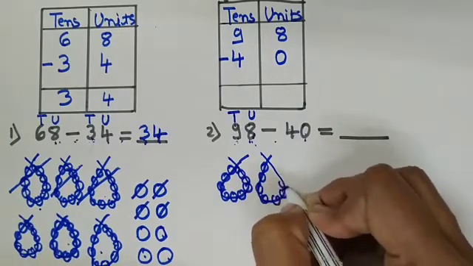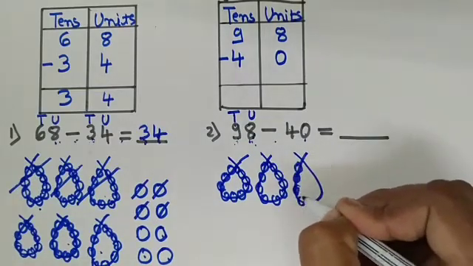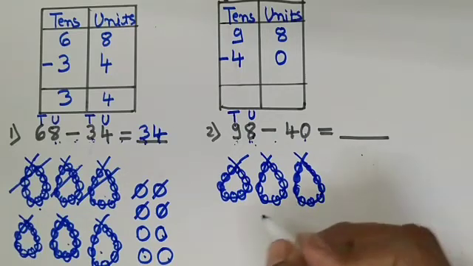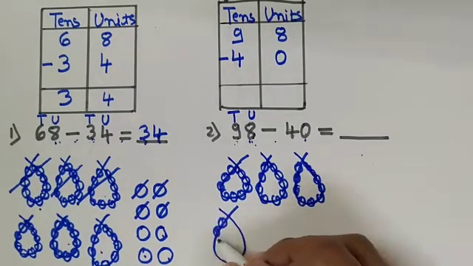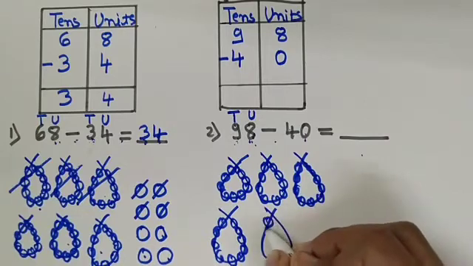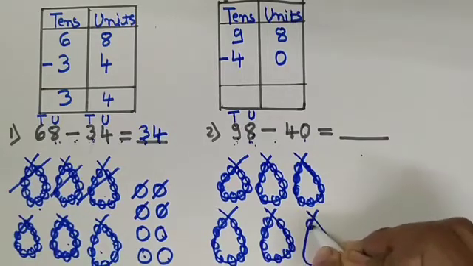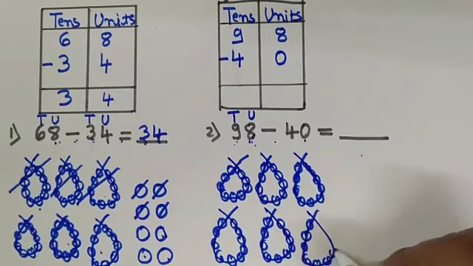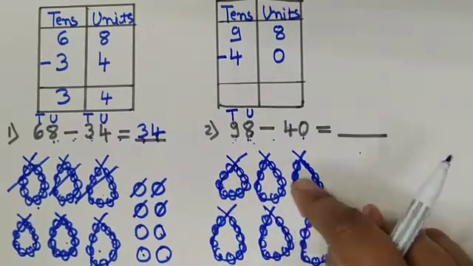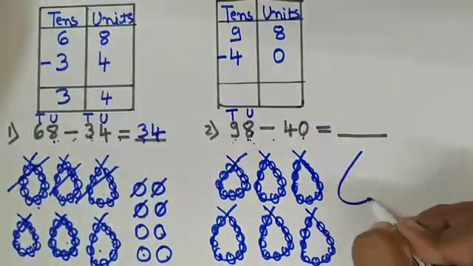Four, five. 3, 4, 5, 6, 7, 8, 9, 10. So let's count, children, how many tens we have drawn. 1, 2, 3, 4, 5, 6 only. We need 9. So make more tens here.